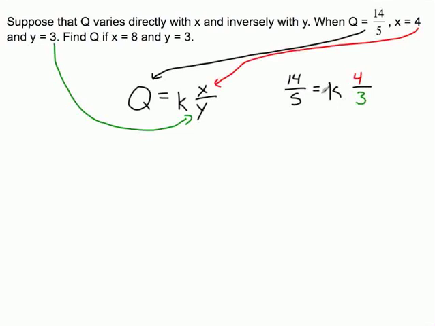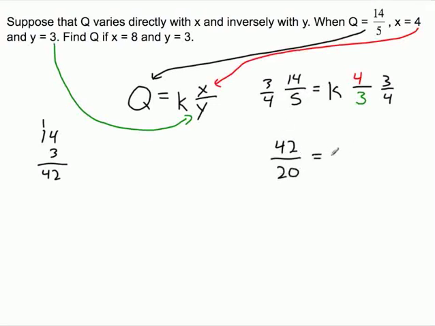So if I use this, what I can do is I can say, okay, well, I have a constant multiplied by 4/3. In order to undo 4/3, I can always multiply both sides by 3/4. And so if I do that, you end up getting 3 times 14, it's 42, over 4 times 5, which is 20, equals k. And then this is going to be 21 over 10.